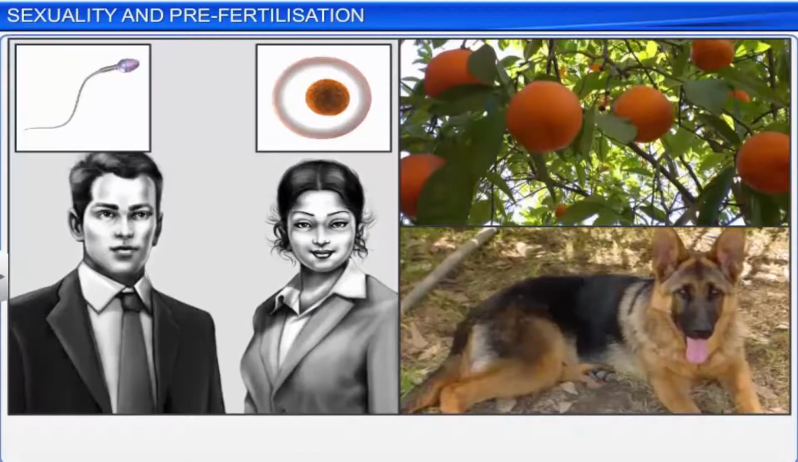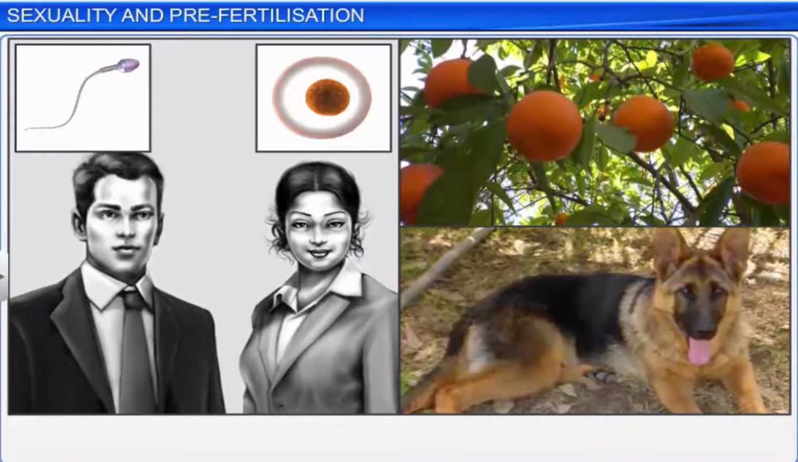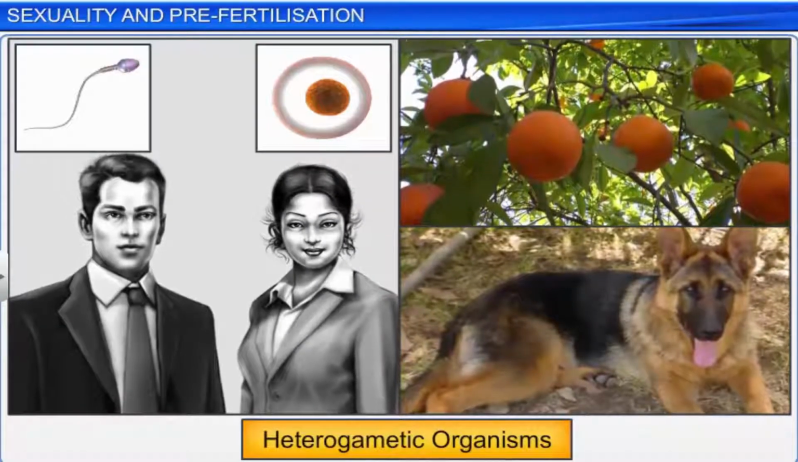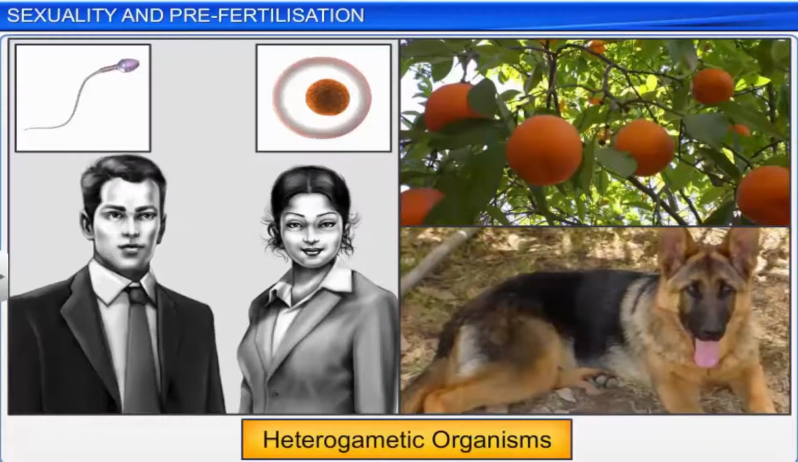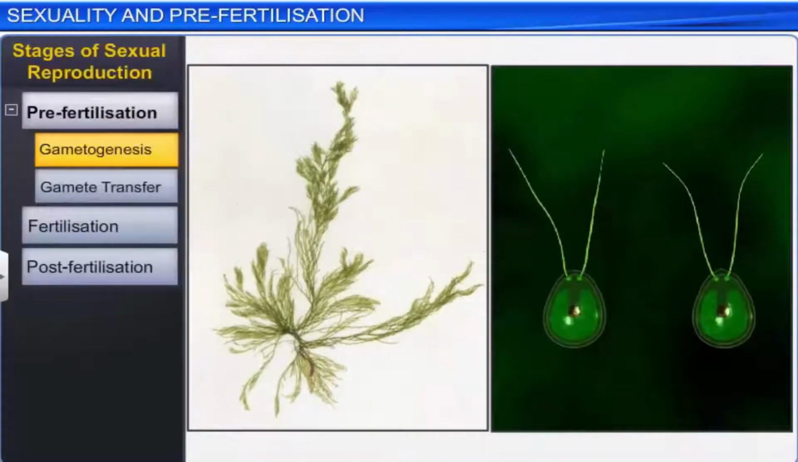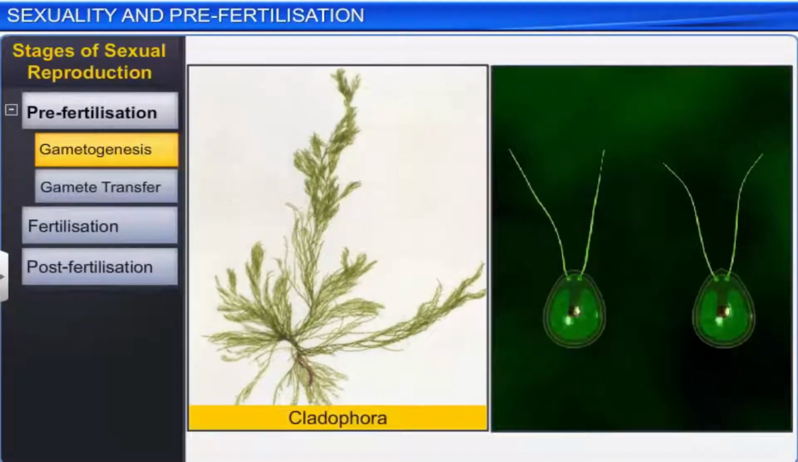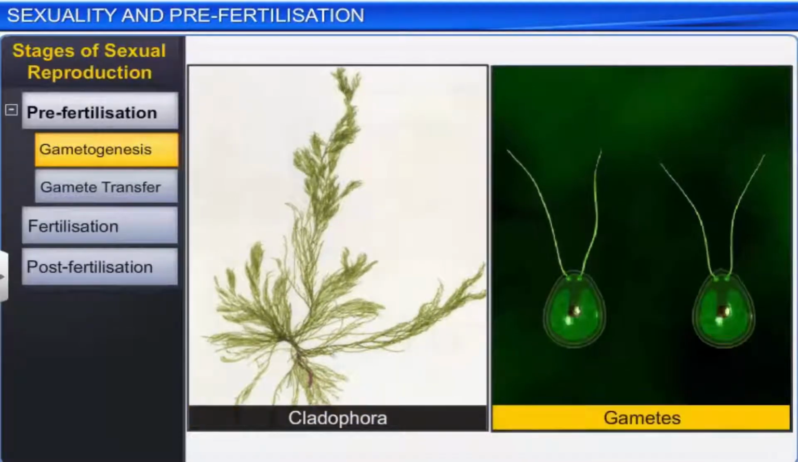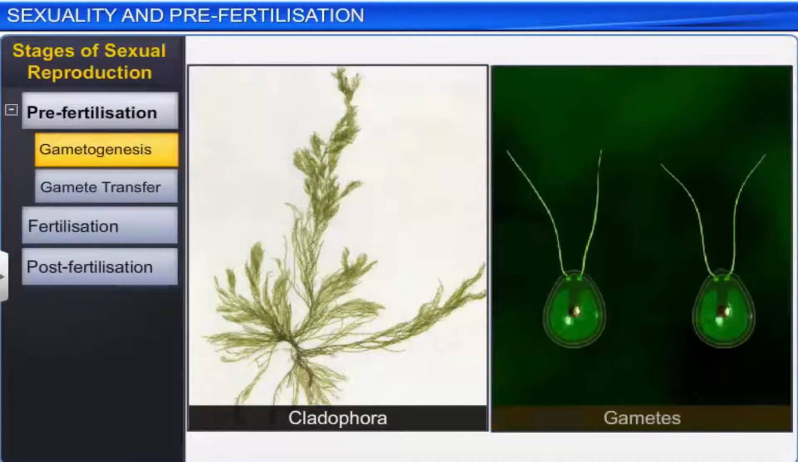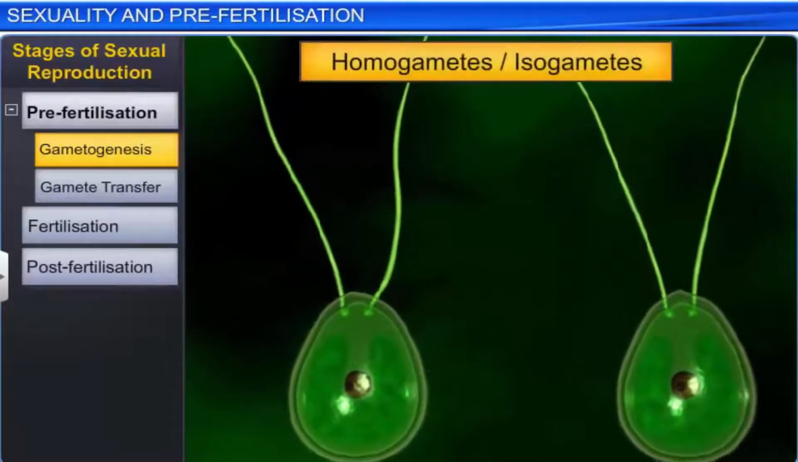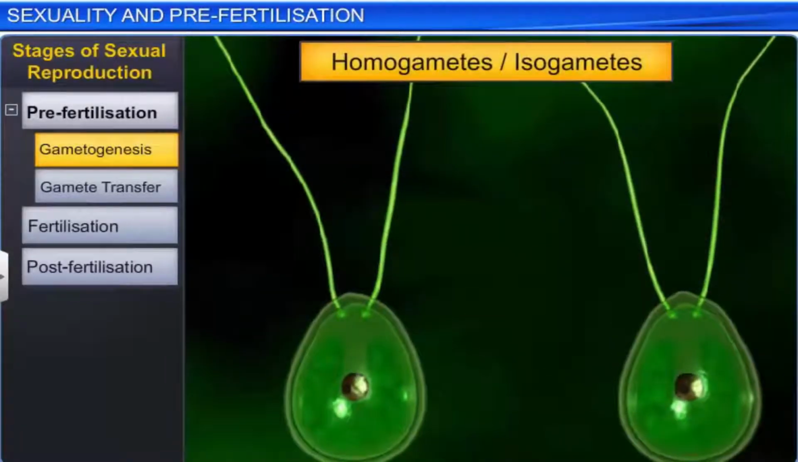Most sexually reproducing organisms, including human beings, are heterogametic, which means their gametes are heterogametes. However, in the case of some algae such as cladophora, the gametes are so strikingly similar that it is not possible to categorize them as male and female gametes. Such gametes are therefore called homogametes or isogametes.